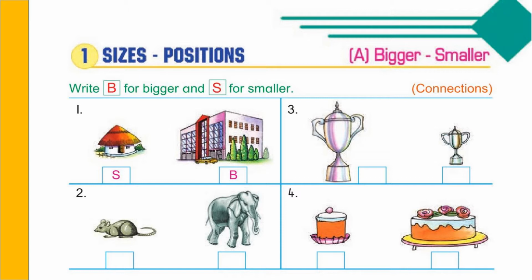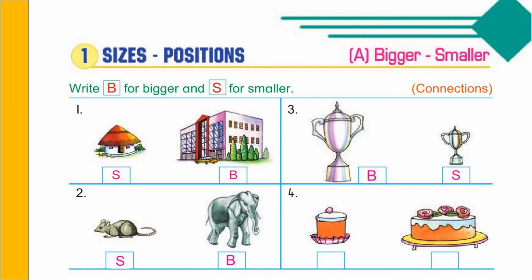So let's go to the second question and do it ourselves. I see a rat and an elephant. Which is the bigger one? Yes, the elephant is much bigger than the rat. So we give a B for the elephant and S for the rat. Next, go to the third question. I see 2 medals or the cups. Which one is the bigger one? The left one is bigger than the right one. So I give a B on the left and S on the right.